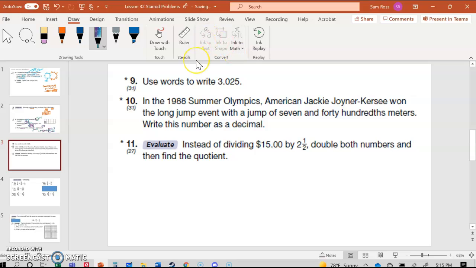All right. Number 9 says use words to write 3.025. So what they want from us is this part, 25. Let's see, this is tenths, hundredths, thousandths. So I have 3, and that's where the decimal place is, 25 thousandths. Okay.